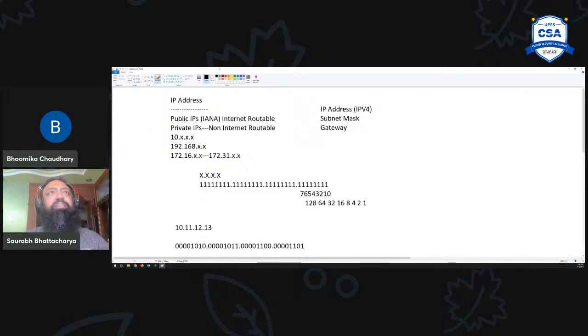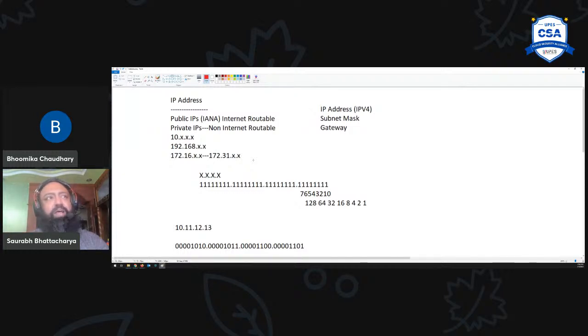Now, how do you get this public or private IP? There is basically a consortium, which we call the Internet Authority, or you can see here I have written it as INA. This INA is the consortium or authority which manages your IP addresses. Okay. And when we talk about IPv4 and IPv6, IPv4 is a 32-bit namespace, right?